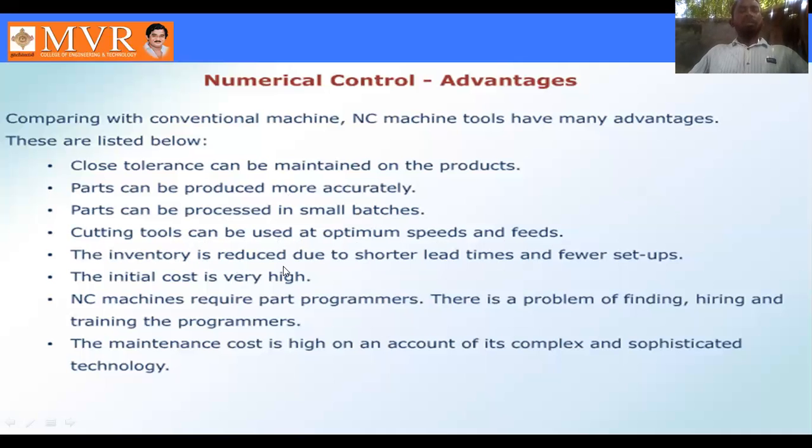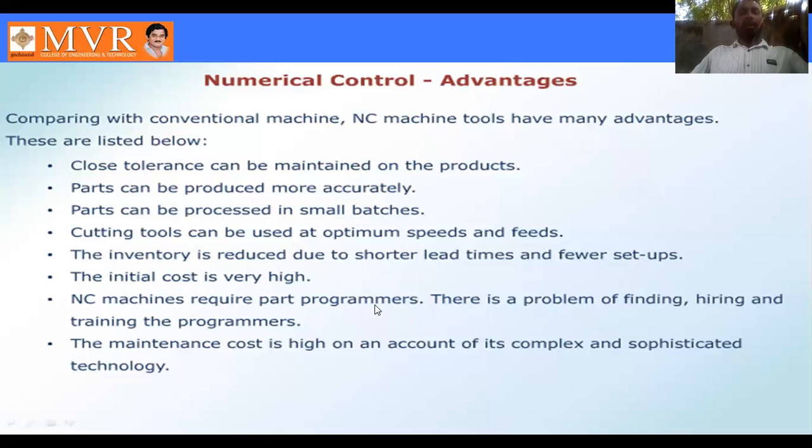So the inventory is reduced due to shorter lead times and fewer setups. That is one of the advantages also. Next one is initial cost is very high. Why? Because it is a total machine operating system. So the cost is more compared to other production, such as casting production. Compared to that, it is a very high cost.